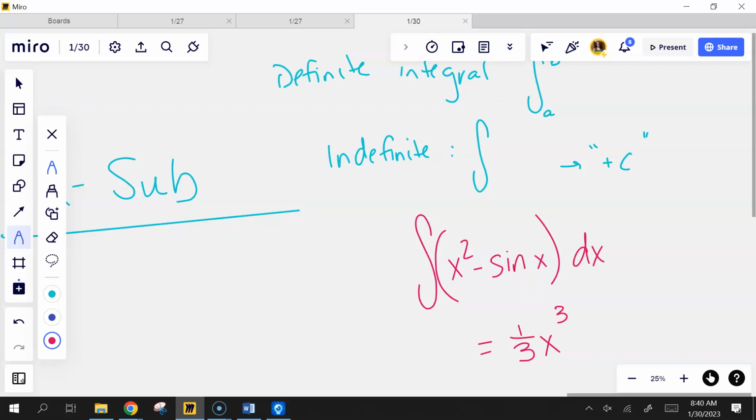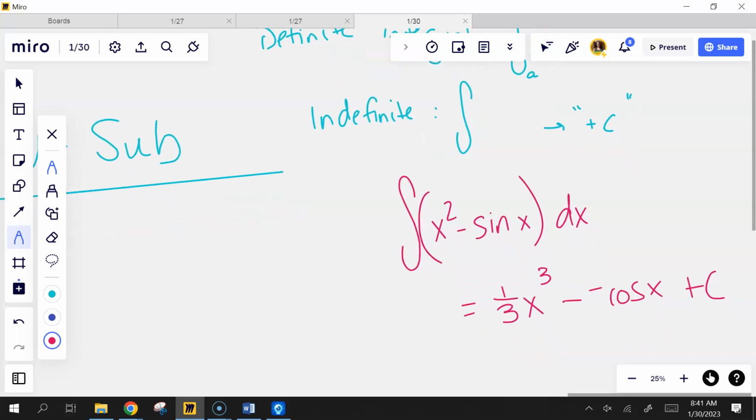What's the antiderivative of negative sine? Or actually, we'll say, okay, what's the antiderivative of sine x? I can split it up because I'm adding or subtracting. Negative cosine x, right? Remember, because I'm going backwards here. So negative cosine x. And I have to follow with this plus c because it's an indefinite integral.